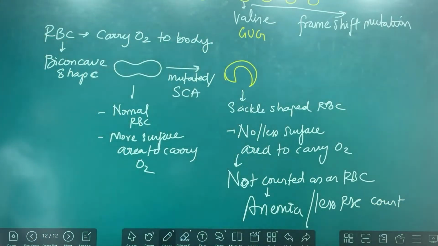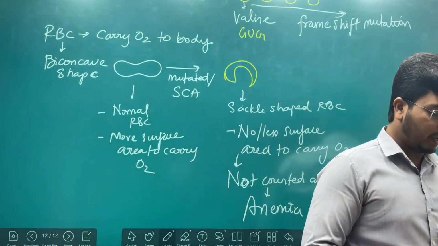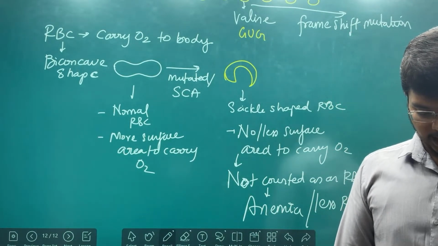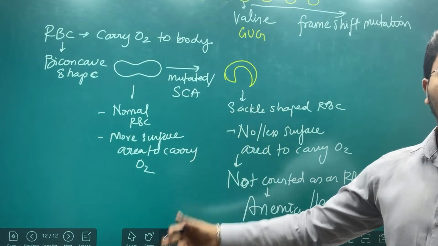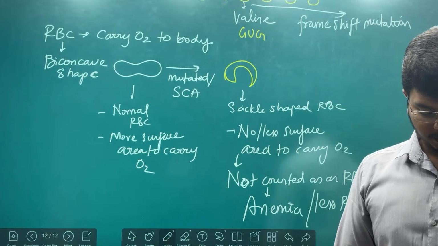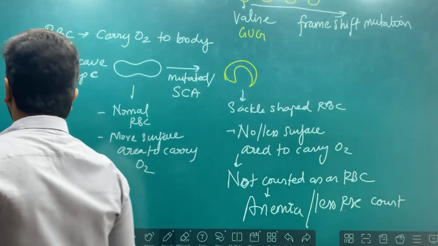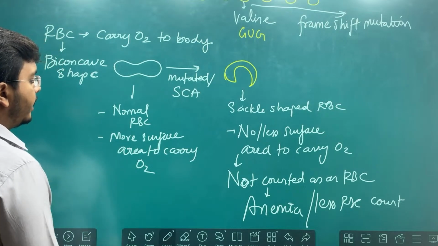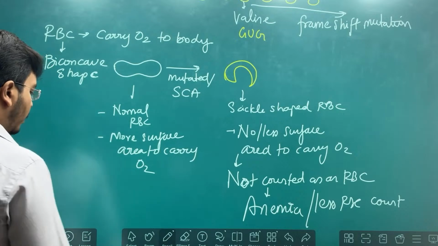So what happened is, because of one small point mutation, the entire shape of my RBC has changed. Right? So this is what is called sickle cell anemia, guys. Got it? When there is no blood supply, obviously the organs will get damaged. Okay? Organs will get damaged. Are you getting this point? Right? So this is what I call a Mendelian disorder. Clear, guys? Okay, fine.